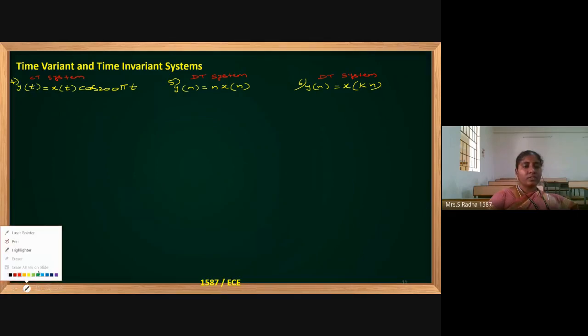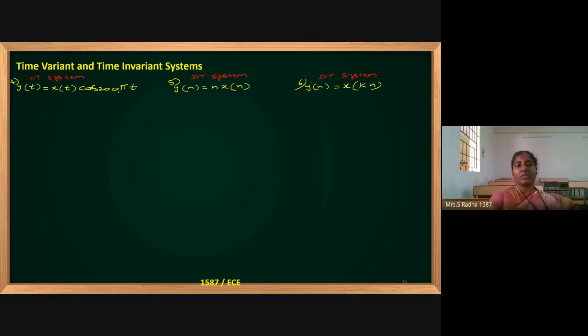So the first problem here in this slide, in time variant invariant, what do we have to do? First problem, y of t equal to x of t cos 200 pi t. Entire equation, wherever t is there, put delay. Wherever t is there, replace t with t minus tau.